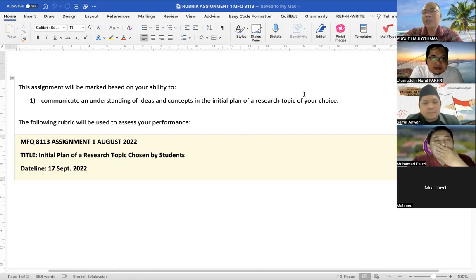To me, passing is just a formality. But more importantly, what we can learn from this class and transfer that knowledge, apply that knowledge into writing our PhD thesis.